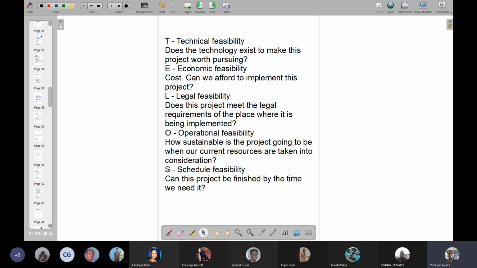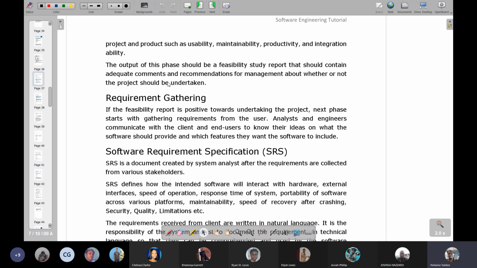Okay, all right. So I'm going to pause. This is the feasibility study, more or less. The output of this phase is the feasibility study report, and it should give comments and recommendations about whether or not we should even pursue the project.